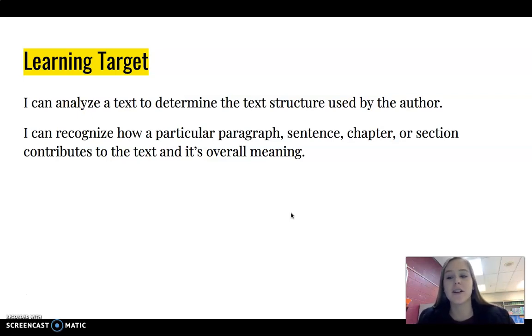Our second learning target says I can recognize how a particular paragraph, sentence, chapter, or section contributes to the text and its overall meaning. So you should be able to take any part of the text and tell us why it's important, but also how it lets you know what the text structure of the passage is.